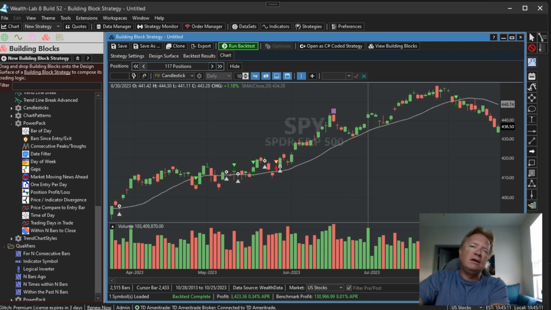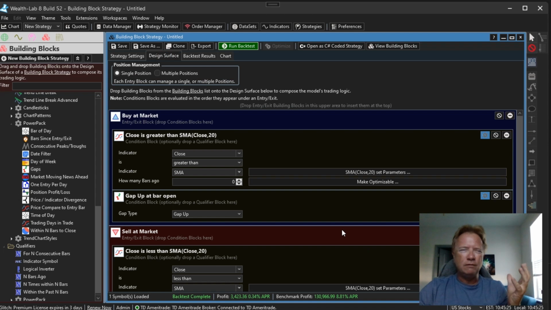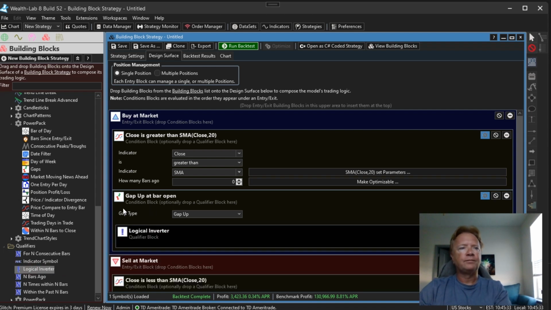But what if we say we want to enter when there's not a gap up? Well, normally something like that wouldn't be possible to do in blocks. However, we added a new qualifier block that enables this kind of inverting of the logic. So this is the logical inverter, appropriately named. We drag that over on top of the condition. And what it does is it just reverses the logic of this condition. So instead of gap up at open, this condition will evaluate to true if there is not a gap up at open. So let's run this again.